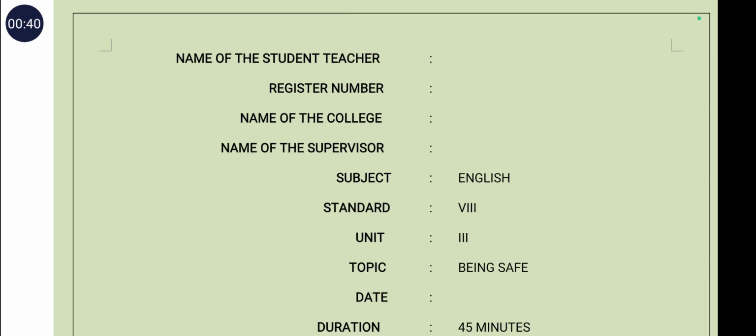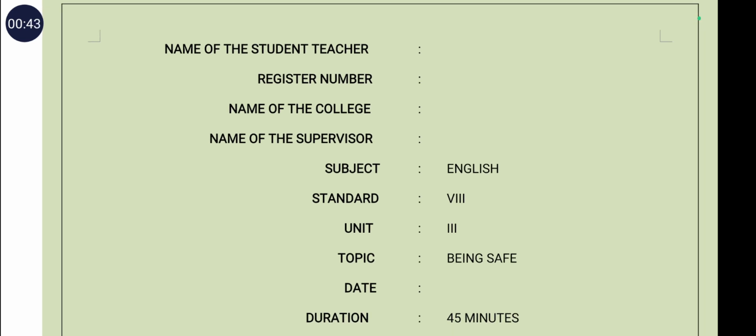Okay, so let's start. This is the first page format, and this format should be followed while you are submitting your lesson plan for the practicals, right? So write the name of the student teacher, then your register number, the name of the college where you are studying, and the name of the supervisor, that is your pedagogy tutor who guides you. That person should be called the supervisor, and then you have to write the subject, then the standard. Please note that the standard should be written in Roman letters, and then the unit number.